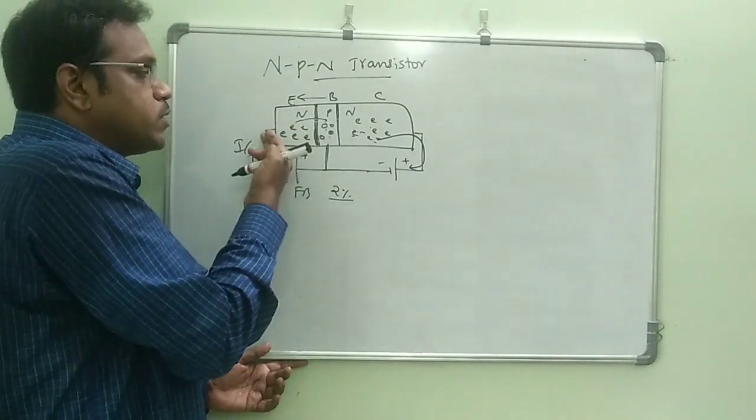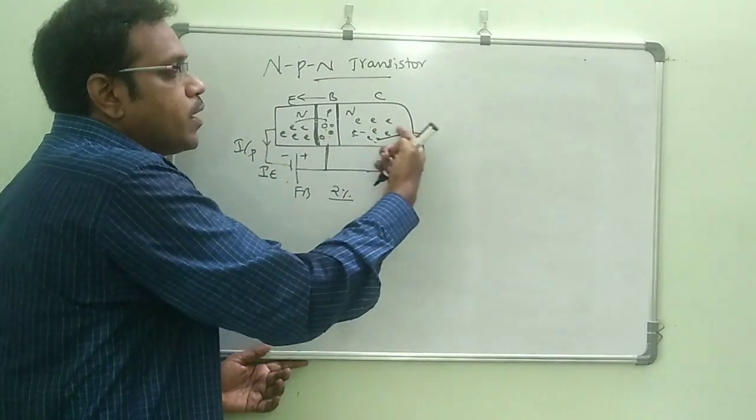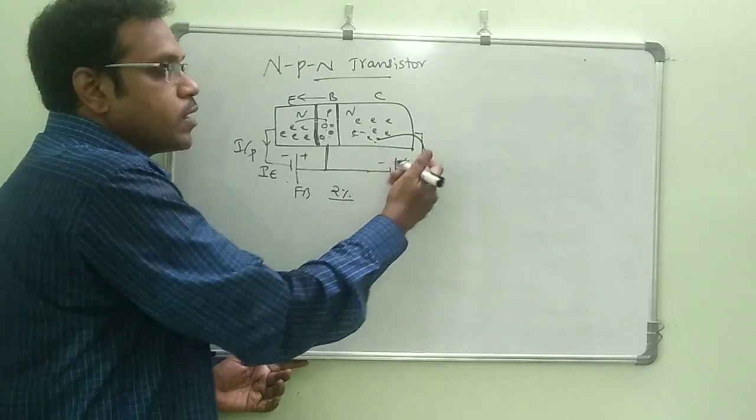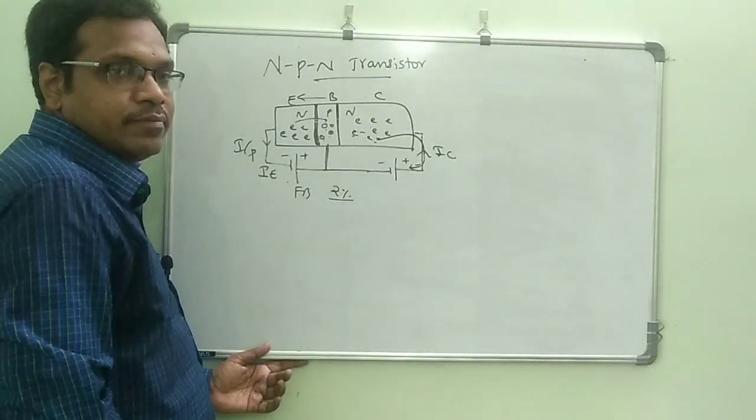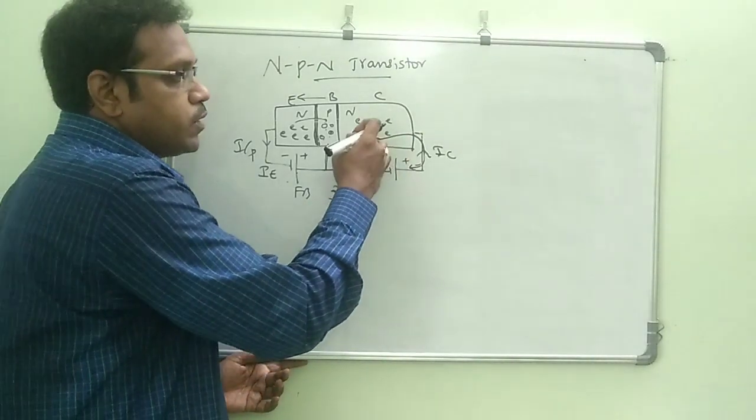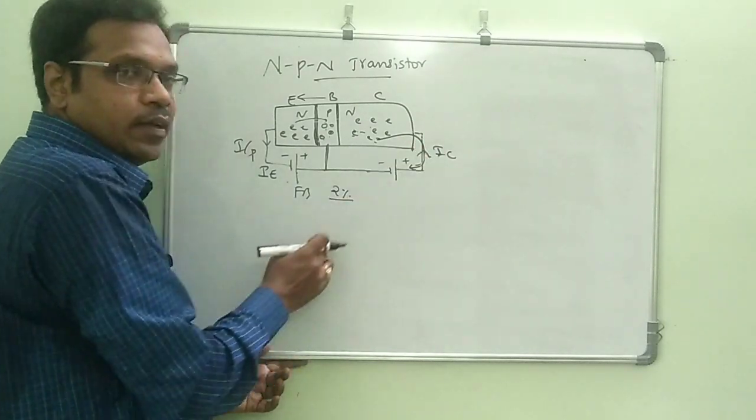This is called emitter current, because electrons are going in the opposite direction. And now electrons are coming like this, so in the opposite direction, this is the collector current. The collector also has some current, because electrons are coming and approaching this battery.